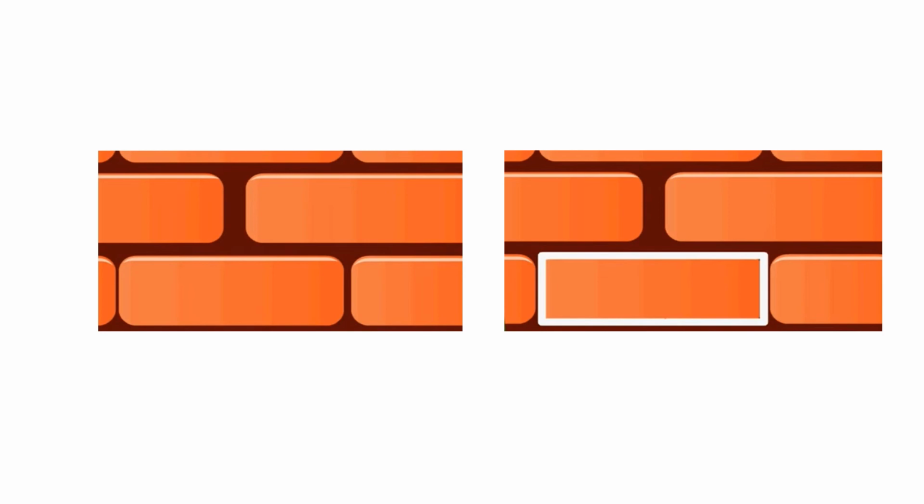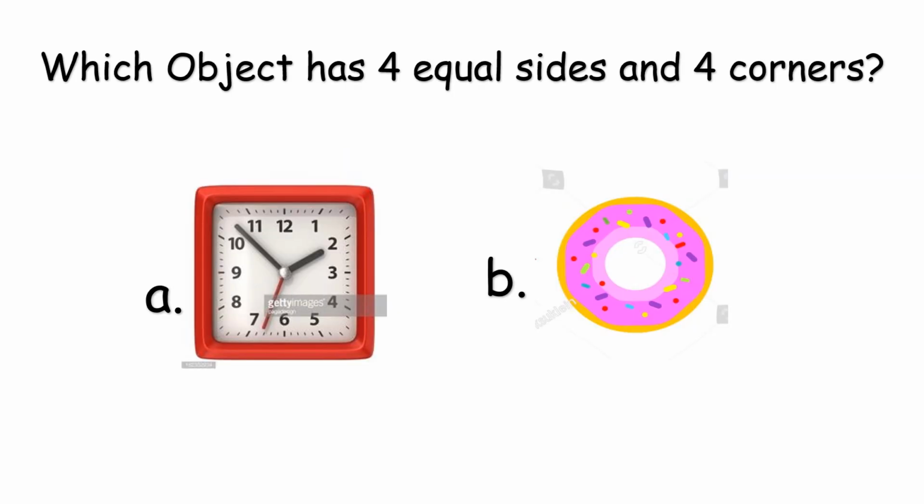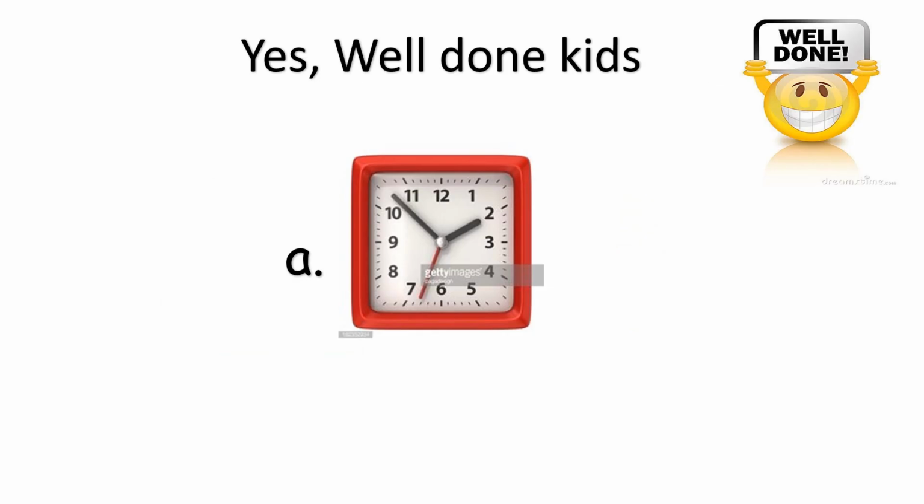Yes, children, we have learned so many things about rectangle. Which object has four equal sides and four corners? Is it A, clock, or B, donut? Yes, it's well done. It's a clock.